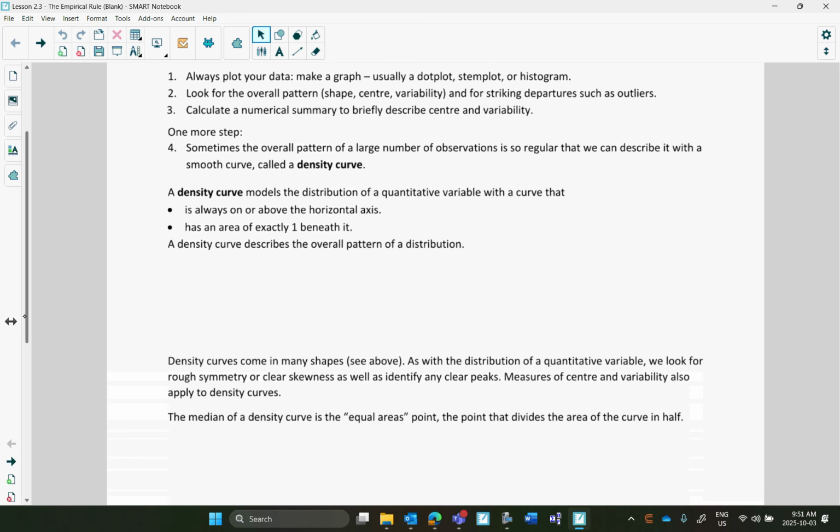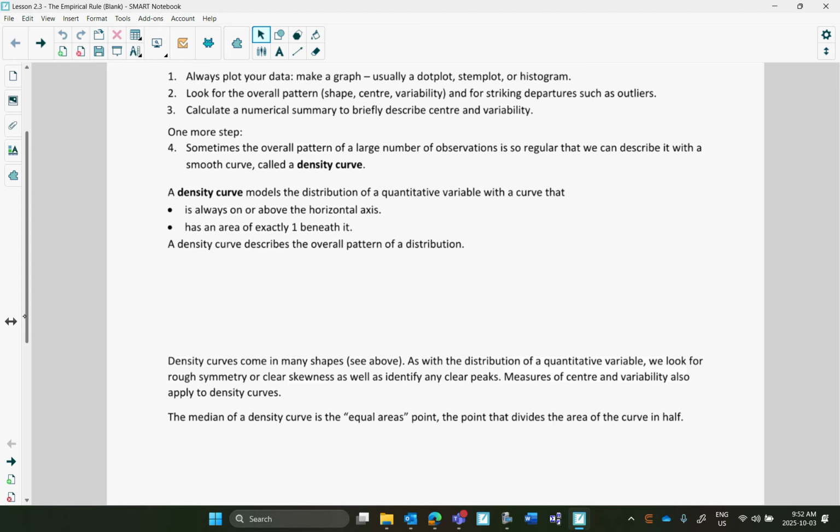So a density curve we use with quantitative variables. And the data values that are represented in the situation are always above the horizontal axis, and 100% of the data values are underneath the curve. That's what this means. It has an area of exactly 1, because if you convert the decimal number 1 to percent, it's 100%.